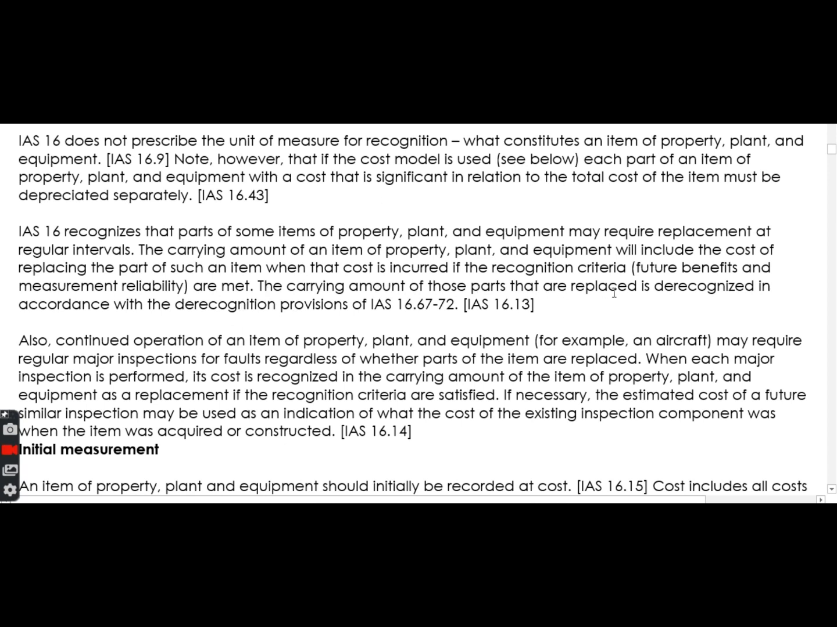And the carrying amount of those parts that are replaced is then derecognized. So that's why we are going to discuss later on the replacement method also. Also, we will discuss the inventory method for items of PPE that are insignificant.